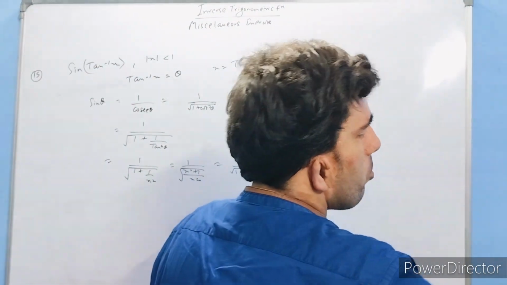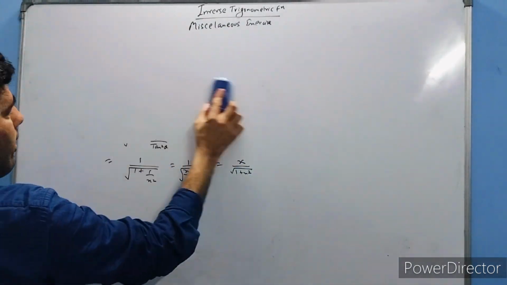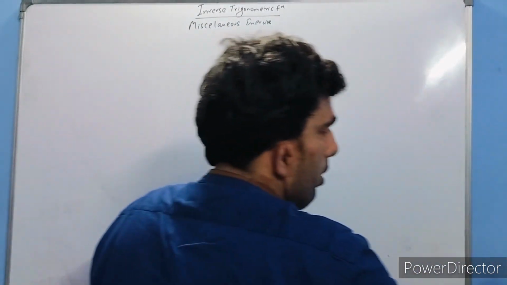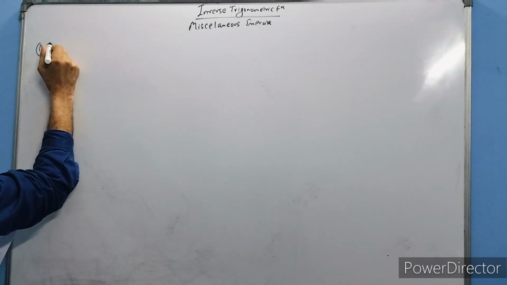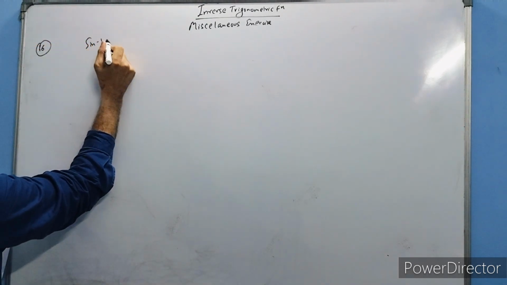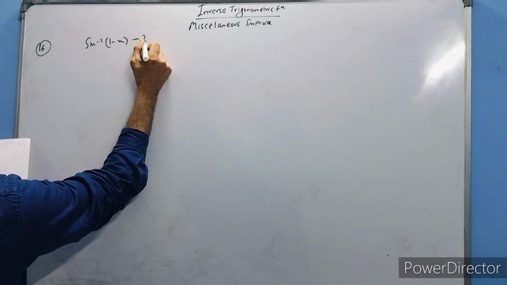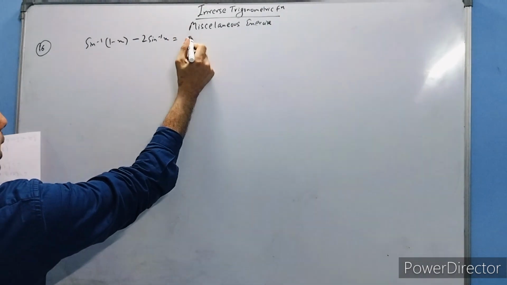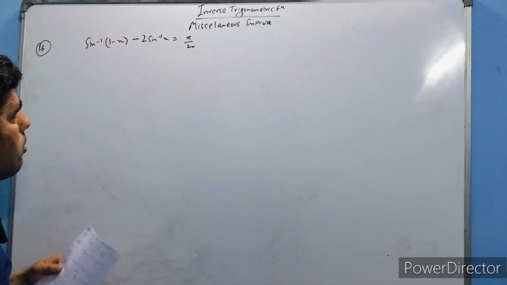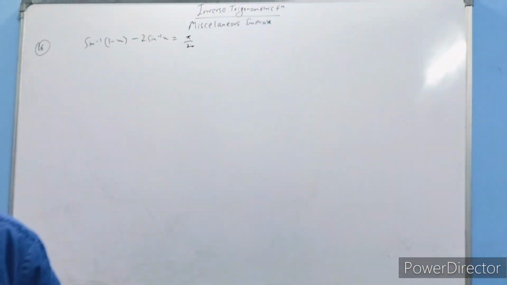Let us try to solve another question now. What we need to find, let us see now. They have given sine inverse (1 minus x) minus 2 sine inverse x is equal to pi upon 2. So now we need to find the value of x. How? Let us see.